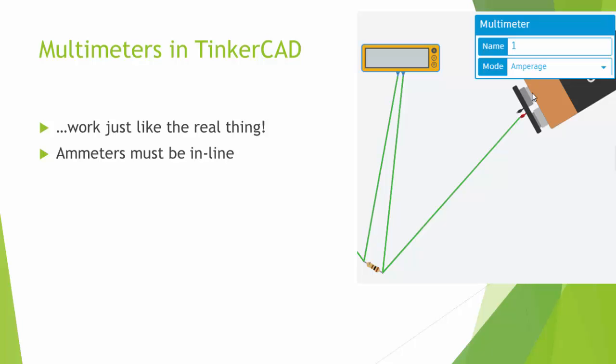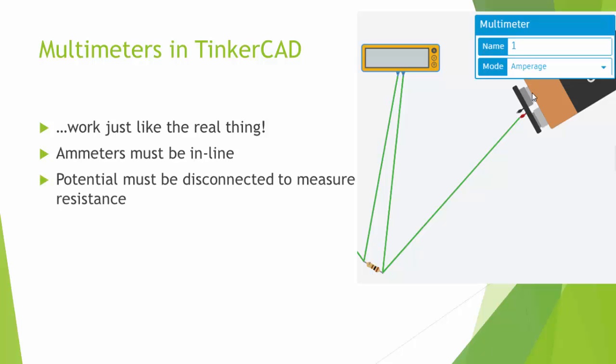It uses theory to calculate what the current should be. Notice that you don't need to worry about blowing out an ammeter, but you do have to wire it in series, just like you do in real life. If you want to measure resistance, you can do that. You just need to make sure that you disconnect power to the circuit. And if you want to measure potential, you need to have a battery connected to it.